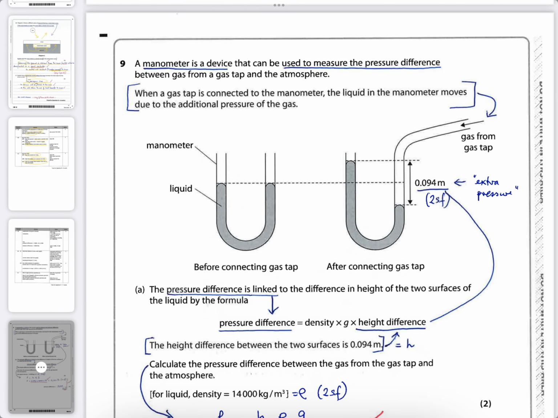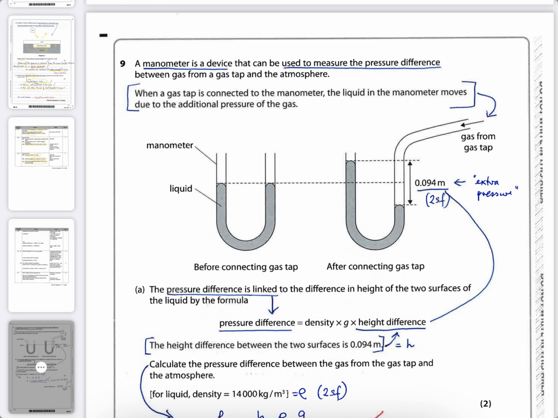Okay, this is part 4 of the June 2023 IGCSE Edexcel Physics paper 1. And we went through question 8 last. Here's question 9. It's about a manometer.